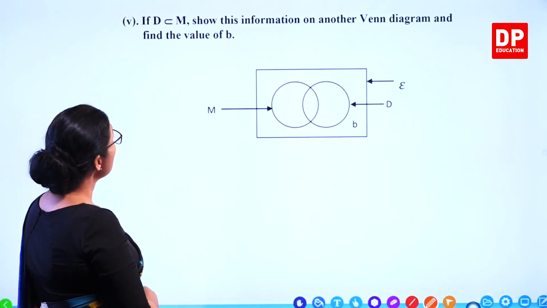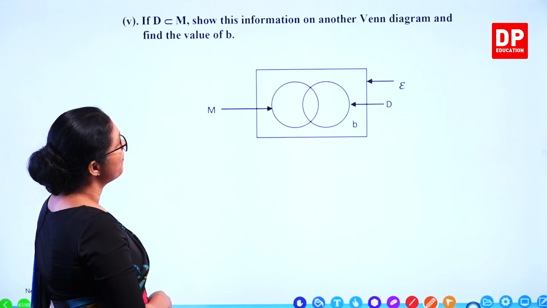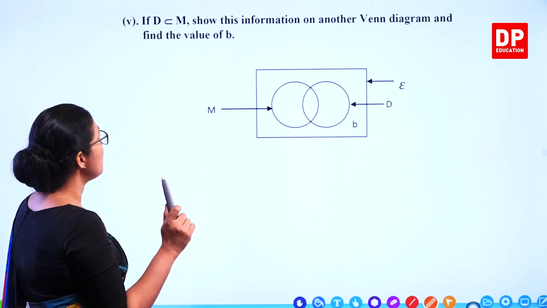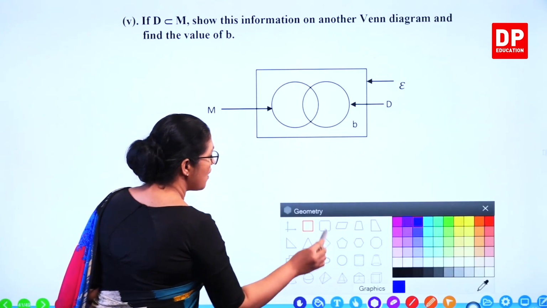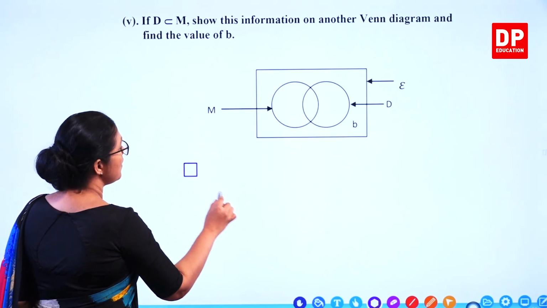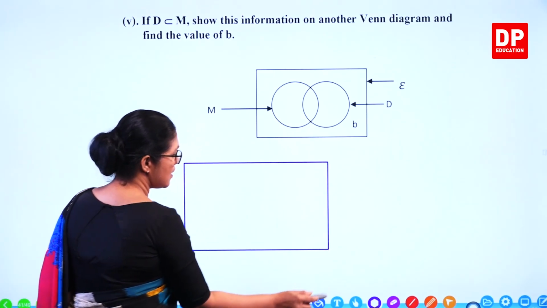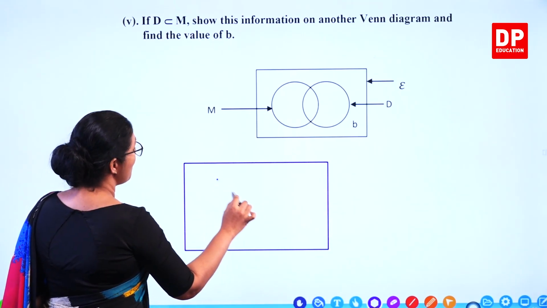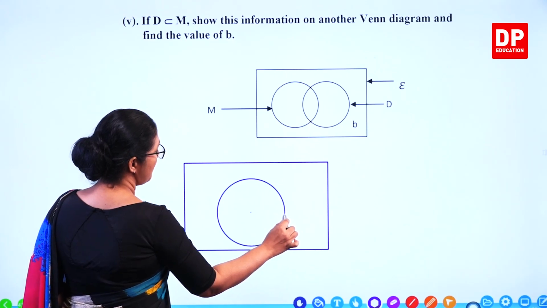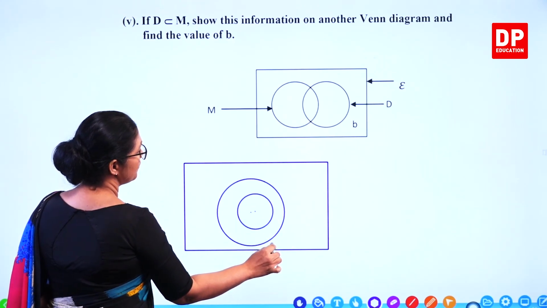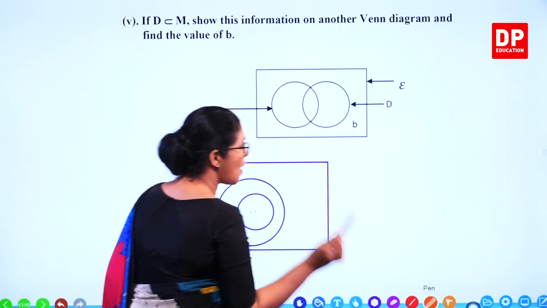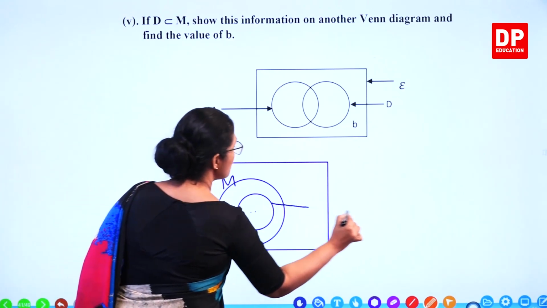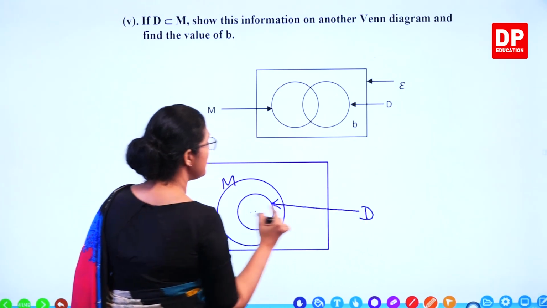Part 5. If D is a subset of M, show this information on another Venn diagram and find the value of B. So we have to draw the other Venn diagram. We'll first draw the entire set and we need to draw M first because M is the larger one and the smaller one is D. So inside, because D is a subset of M. So this one is M and this one, that's D. D is a subset.